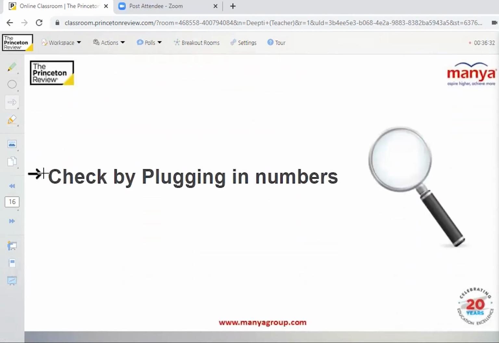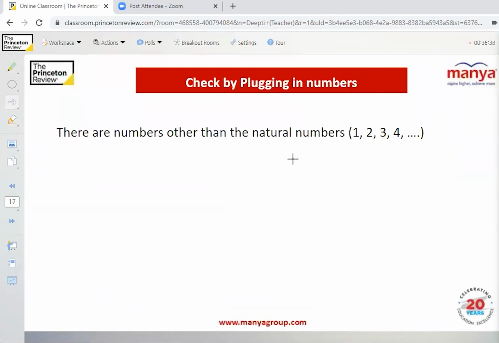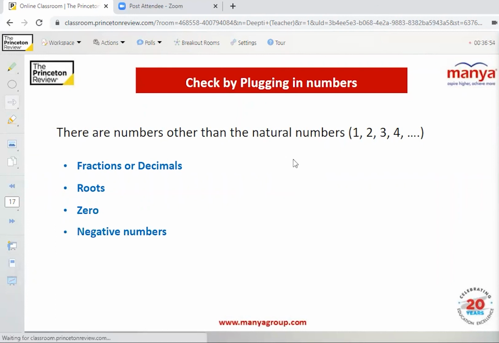Last but not the least, check by plugging in numbers. We have this tendency to plug in only natural numbers such as 1, 2, 3, 4, and so on. We forget that there are other numbers also which you must try while solving a question. For example, fractions or decimals, roots, zero, negative numbers, and irrational numbers such as pi. So when you are dealing with a data sufficiency question, and if you have to check numbers, think of different numbers. Think out of the box. Think of fractions, decimals, roots, zero, etc.